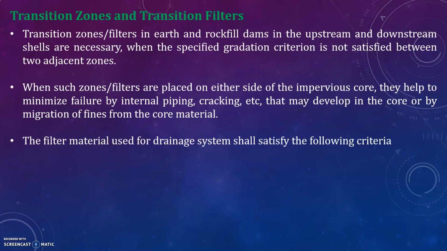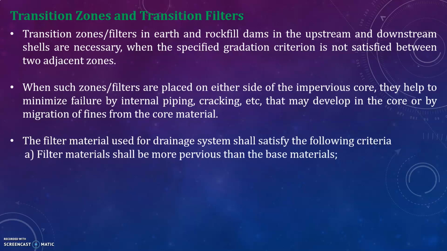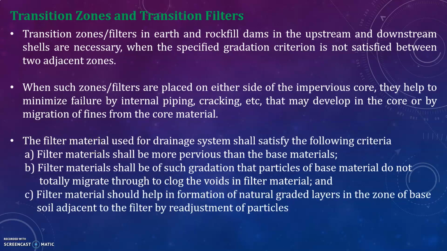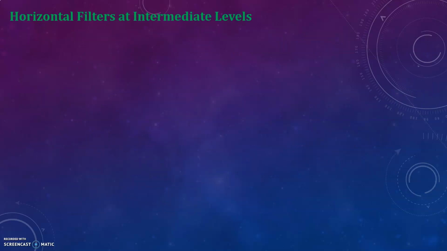The filter material used for drainage system shall satisfy the following criteria. The first one is filter materials shall be more pervious than the base materials. Filter materials shall be of such gradation that particles of base material do not totally migrate through to clog the voids in the filter material, and filter material should help in formation of natural graded layers in the zone of base soil adjacent to filter by readjustment of particles. So these are about transition zones and transition filters. Next is horizontal filters at intermediate levels.